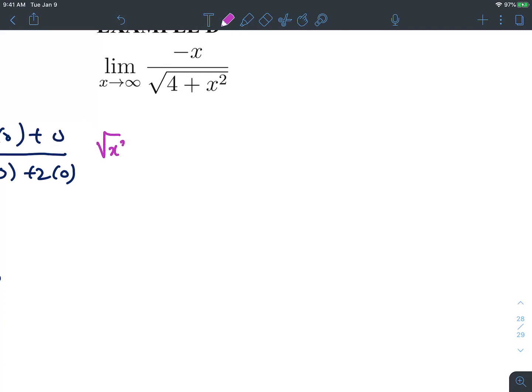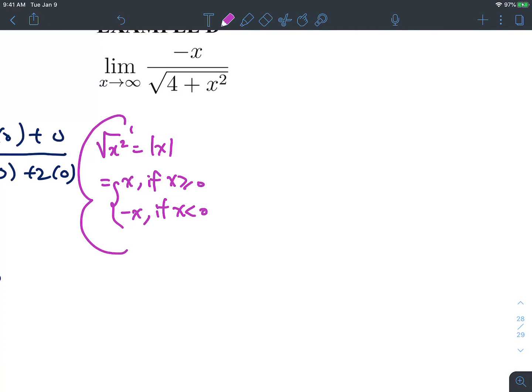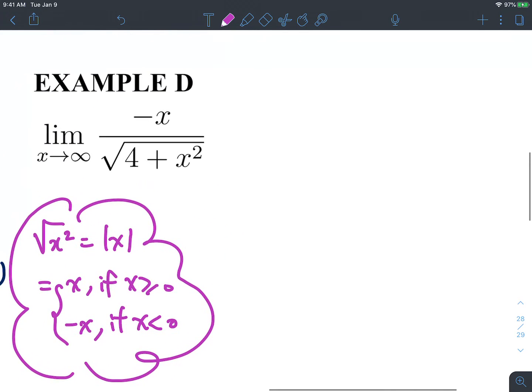The square root of x squared is the absolute value of x, and that is defined to be x if x is greater than or equal to 0, and negative x if x is less than 0. This right here, super important. Now, please note that this is going to positive infinity. I don't like this. I'm going to change the question. I want this to be slightly more interesting, so x is going to negative infinity. Oopsie. There you go. Negative infinity.